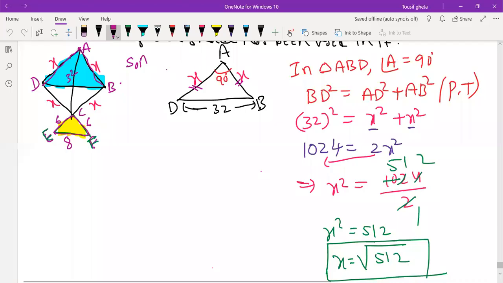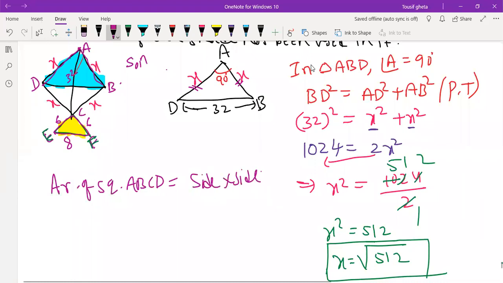So now we got area, we got the side x, correct now? We got the side x. Now what we will do, we will find out the area of square. We can find out area of square ABCD is equals to side into side. Side into side is nothing but x into x, correct now?